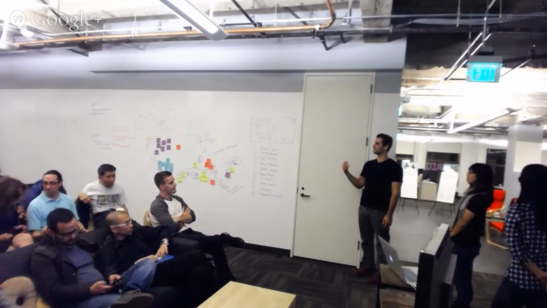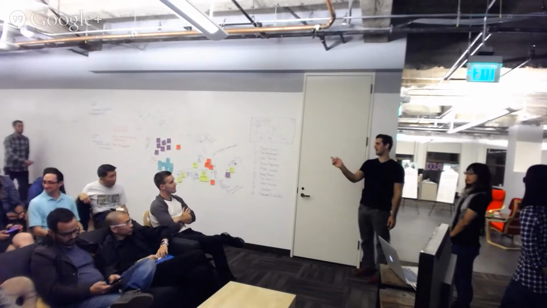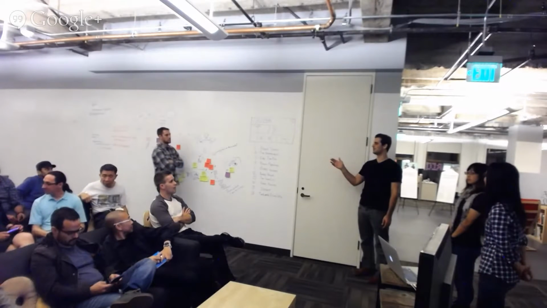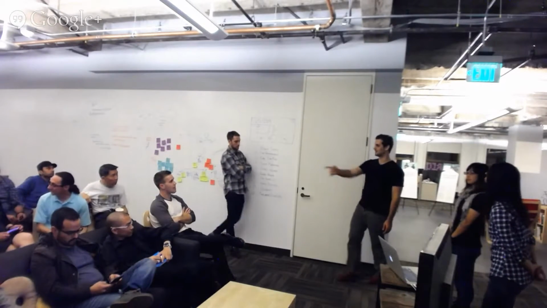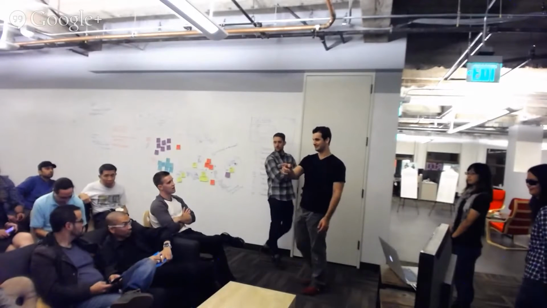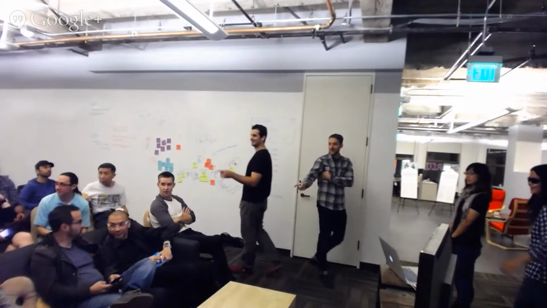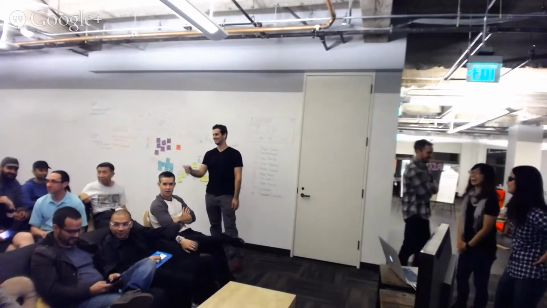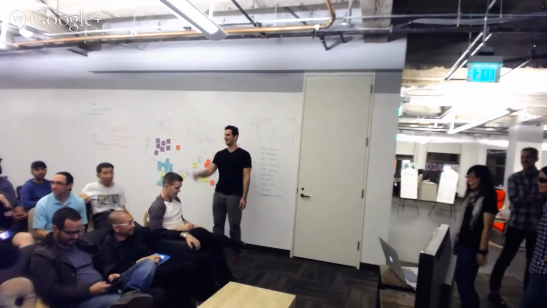So what I'm going to do is just go down the rows and count from 1 to 6. Whatever number you are, that's the group you'll be in. So we'll start here. 1, 2, 3. Okay. I'm 4. Come on, guys, row 4 here. 5.